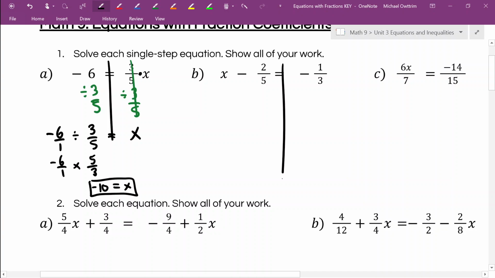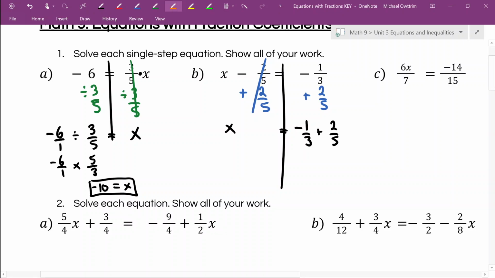In the case of question B, when we take a look at our x, it is currently being subtracted by 2/5. The opposite of subtracting 2/5 is to add 2/5. And of course, we'll need to do that to both sides. Our minus and plus 2/5 on the left side cancel out, leaving us with just x. And on the right side, we have the calculation -1/3 plus 2/5.